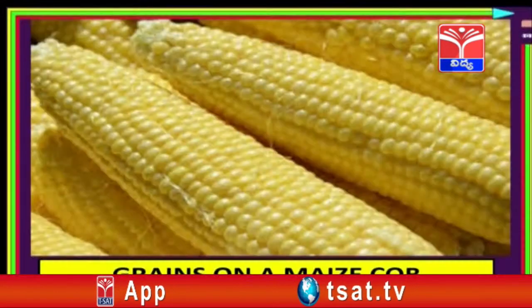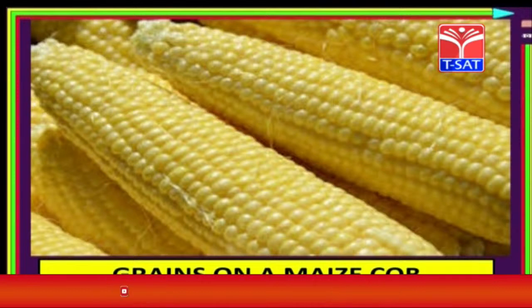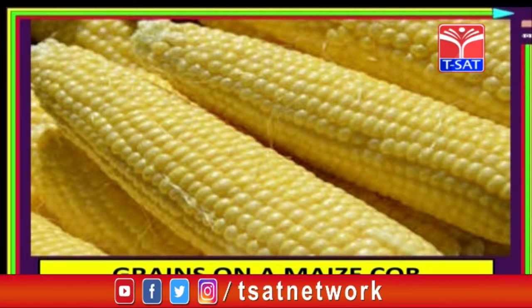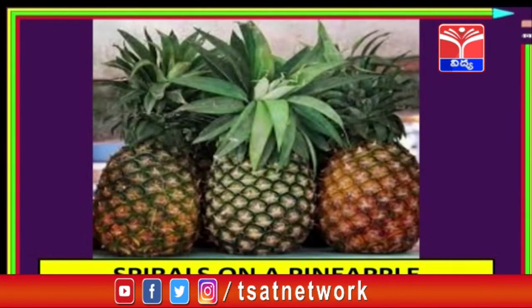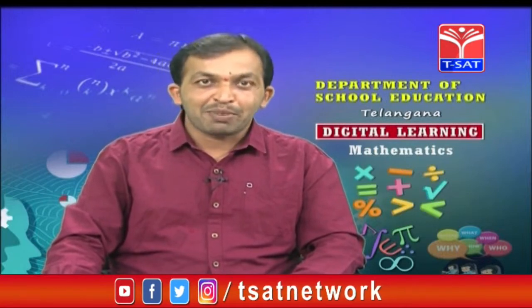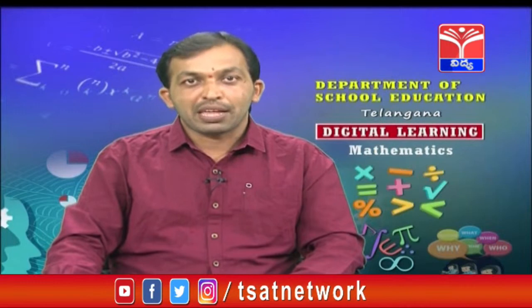Next, these are grains on a maize cob. The grains on a maize cob are systematically arranged in rows or columns like that. Next, these are pineapples. On the pineapples we can observe beautiful spirals. Like this we can observe many beautiful patterns in our daily life. Like that we can observe beautiful patterns in our subject mathematics also. So let us see some examples.